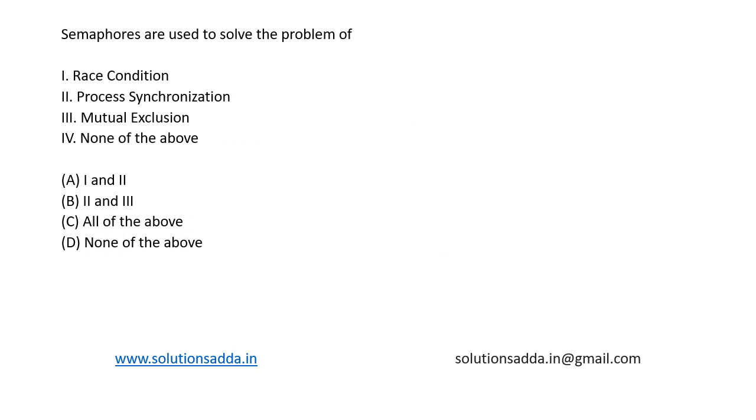This is a question from operating system. Semaphores are used to solve the problem of race condition, process synchronization, mutual exclusion, none of the above. And four options are given. So let's find out the answer. So what is a semaphore? A semaphore is a variable that has an integer value upon which two operations are defined, that is wait and signal. This is used to solve the problem of critical section.